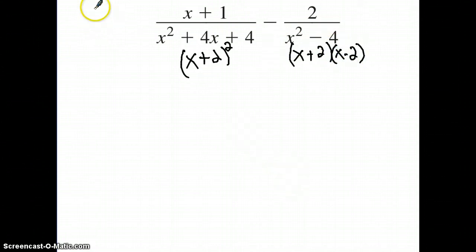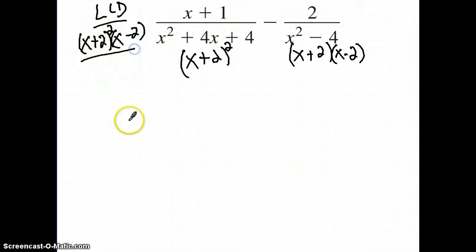Okay, so what is our lowest common denominator? Well, this has x plus 2 times x plus 2. This has x plus 2 times x minus 2. So we know we have to have an x plus 2 squared in both of them, because this already has x plus 2 squared. We can't get any smaller than that exponent. Okay, and this has an x plus 2 in it, but it also has an x minus 2. So our lowest common denominator has to have an x minus 2 in it as well. So this is our common denominator.